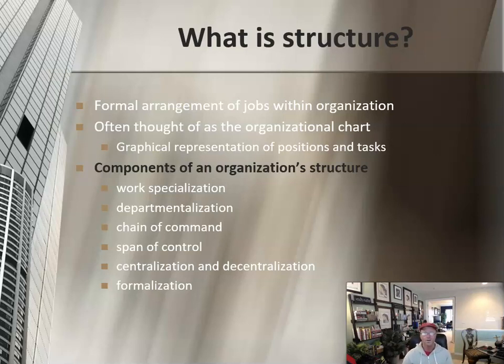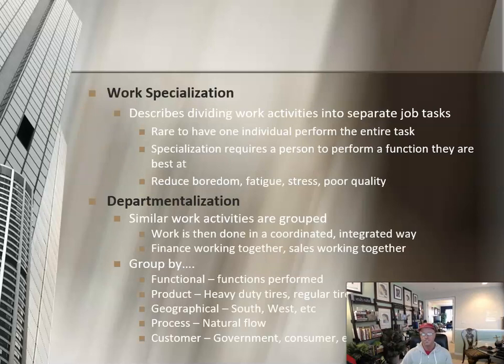Let's talk about each one to get more familiar with, as we did with the organizational design and determining what type of design we need. Let's talk about the structure that we need. And we'll start with work specialization. This describes dividing work activities into separate job tasks. It's rare to have one individual perform the entire task, except when you start a business.